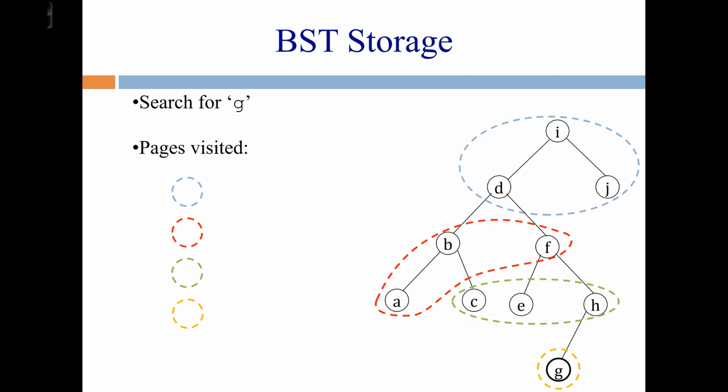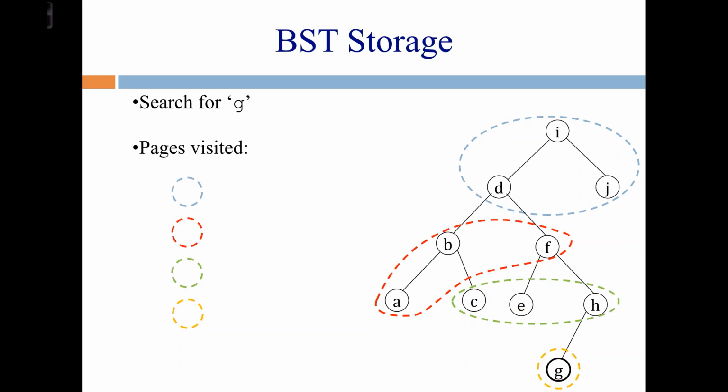So a couple of things happened here. When we visited node F, we pulled in the entire red page just for that one node. When we visited node H, we pulled in the entire green page just for that one node, and then immediately just skipped out of that page. So we're not getting very good reuse of pages. Once we pull in a lot of information, we're essentially just throwing away most of it. We didn't really do anything with that.